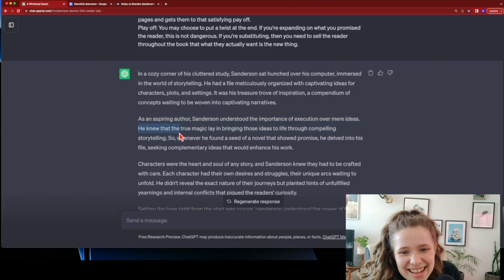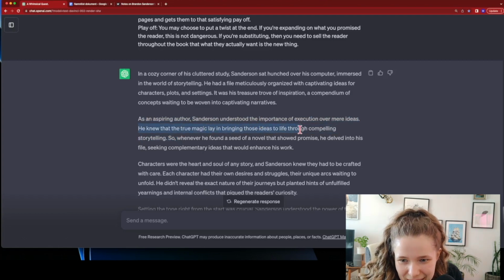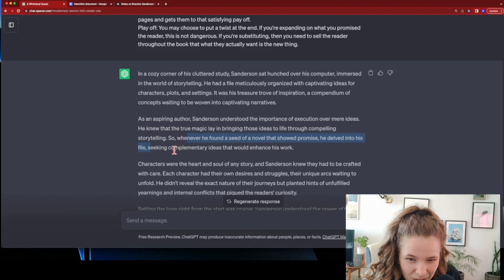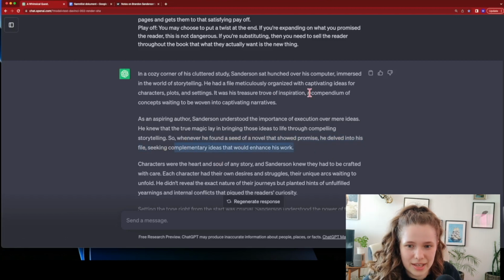He knew that the true magic lay in bringing those ideas to life through compelling storytelling. So, whenever he found a seed of a novel that showed promise, he delved into files seeking complementary ideas that would enhance his work.